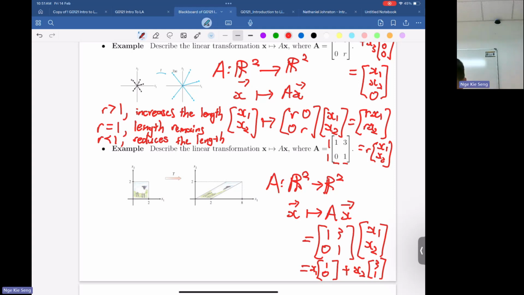If you try this, what happens is you do a shear. They call it a shear. You kind of elongate the shape the other way. So this is a shear transformation.